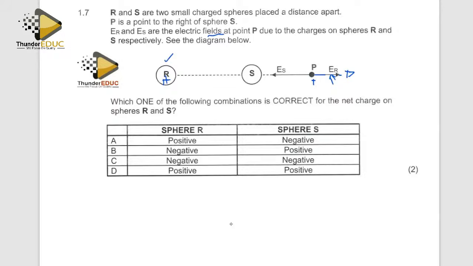So if that's positive, this one must also be positive. And then when I look at S, it's moving in this direction, meaning S must also be moving that direction, which is attraction. So that is going to be negative. So if S is negative and R is positive, which option do we have? It's saying R is positive, S is negative. So option A is what I'm going with.